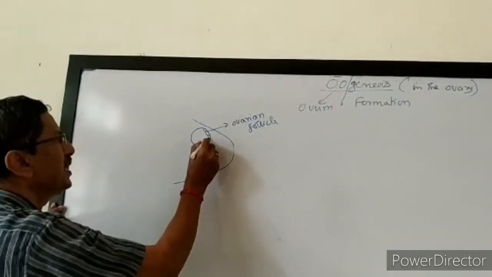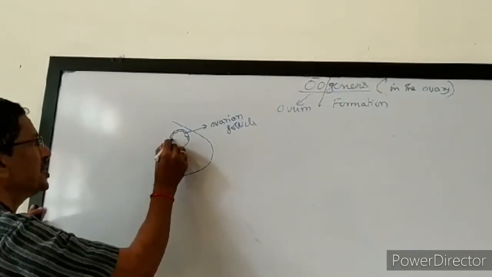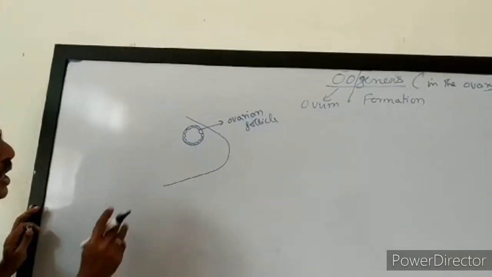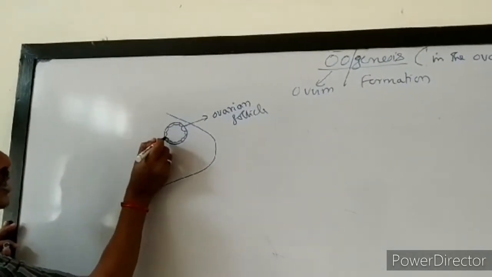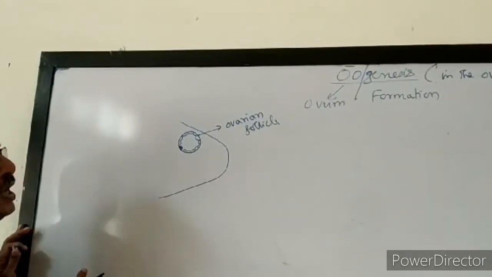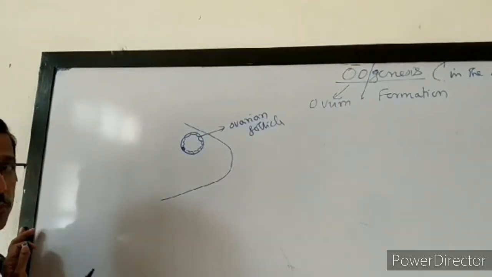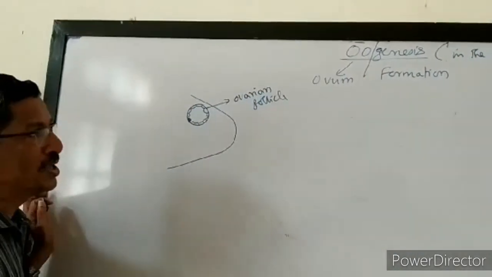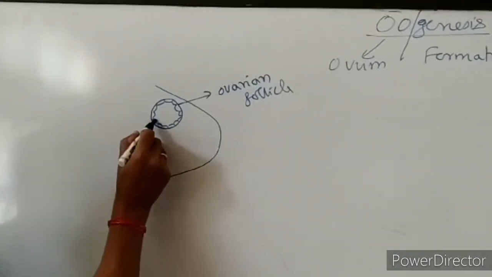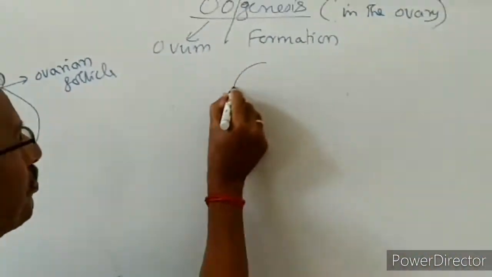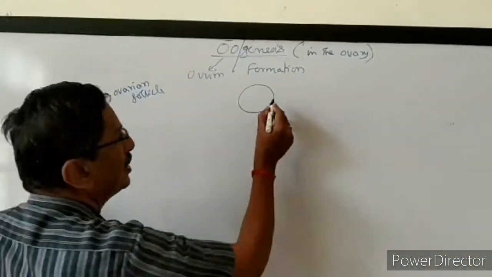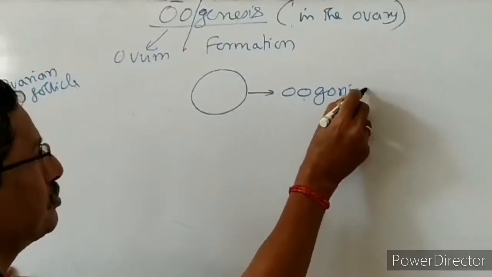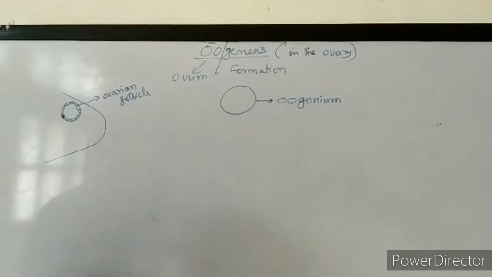It is made up of a single layer of cells at the outermost region and it has one hollow cavity inside. Now in the ovarian follicle, assume that this is one cell, well matured, well developed, and this cell is undergoing oogenesis, formation of ovum, only one cell. Now I am taking this one cell here. This cell is called oogonium.